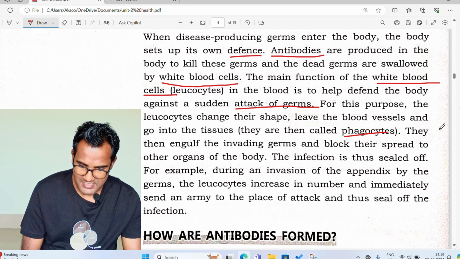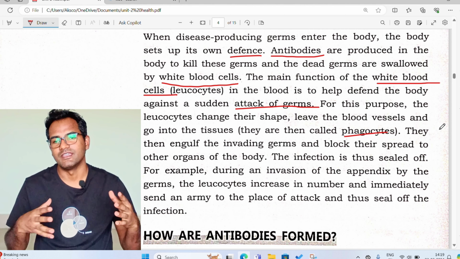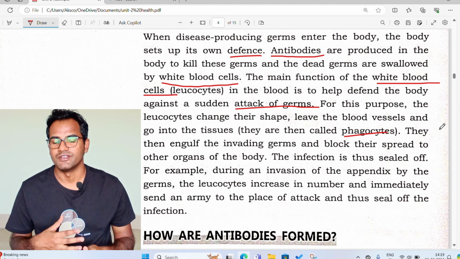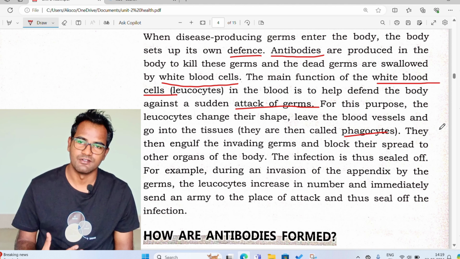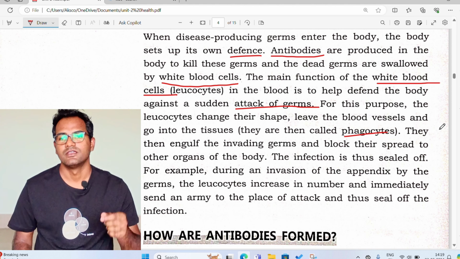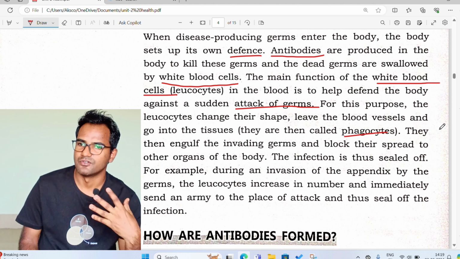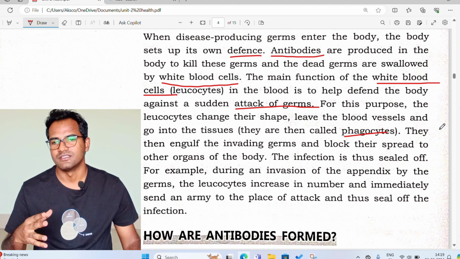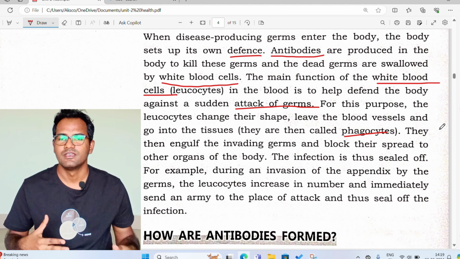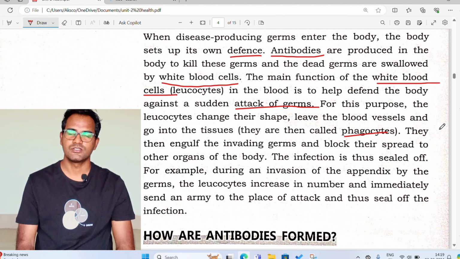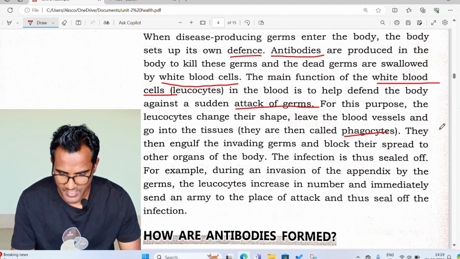The infection is thus sealed off. So our body is capable of recovering by itself. But if you have less immunity in your body, if you're not healthy enough, then these germs will attack your body seriously and you have to take medication. So this is what happens.